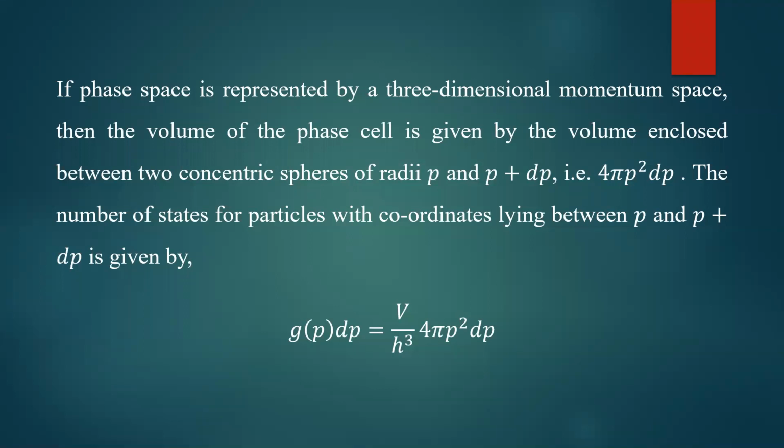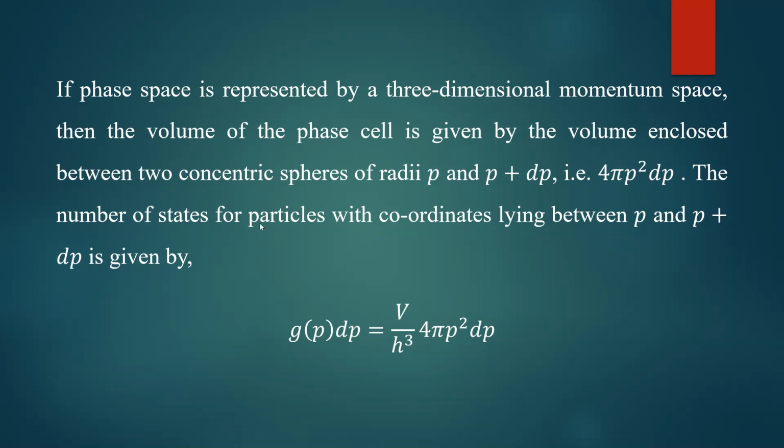They represent it like a sphere. Okay, so the outer sphere has the radius p, and the inner sphere has the radius p plus dp. Then what is the volume of that strip? That is given by 4 pi p square into dp, where 4 pi p square is the surface area of that sphere into the thickness of the sphere dp.